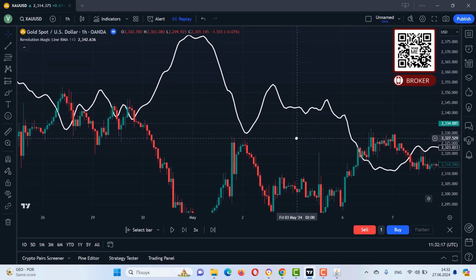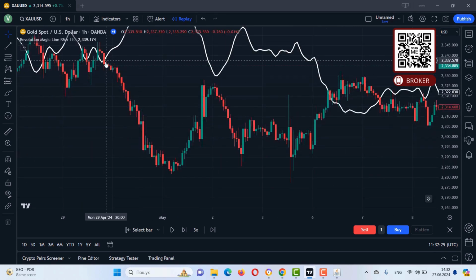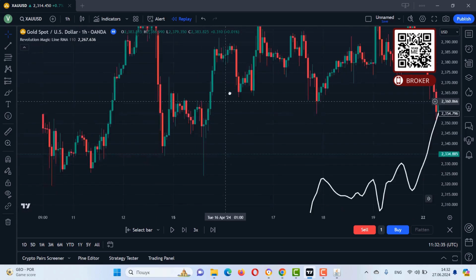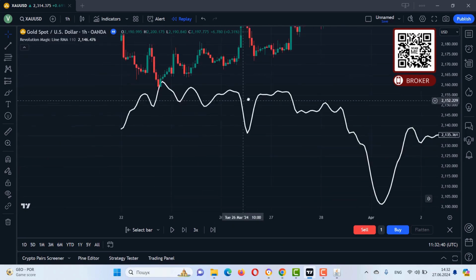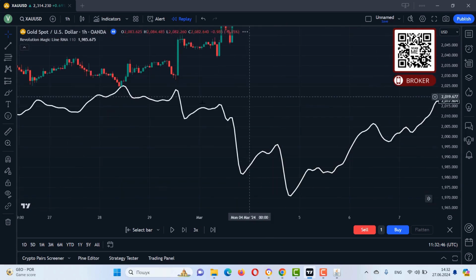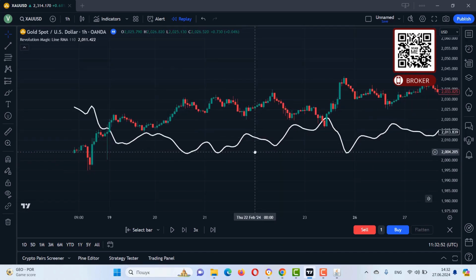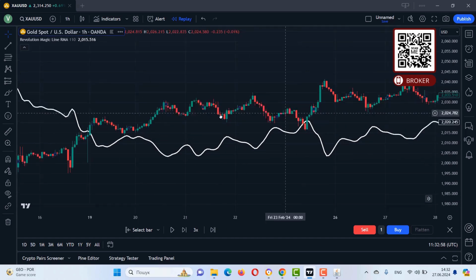We are watching that the price intersects the line and moves downward. It's a sell signal, as in this case. First, let's find an example. We see an example here. The price crosses the line and moves up. This is our buy signal.